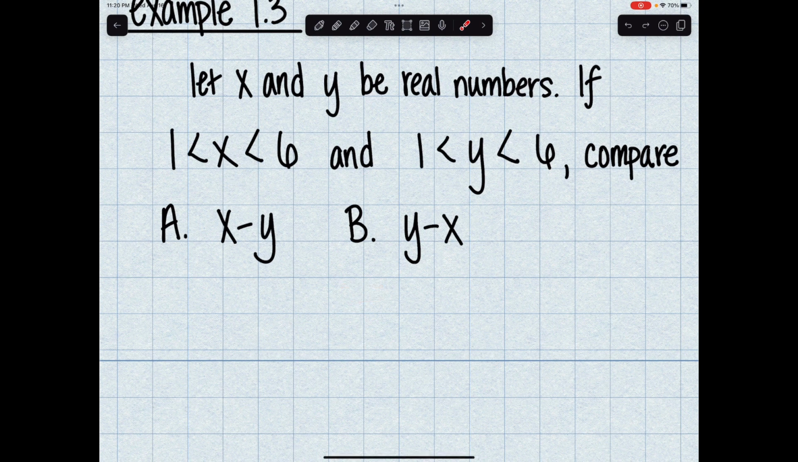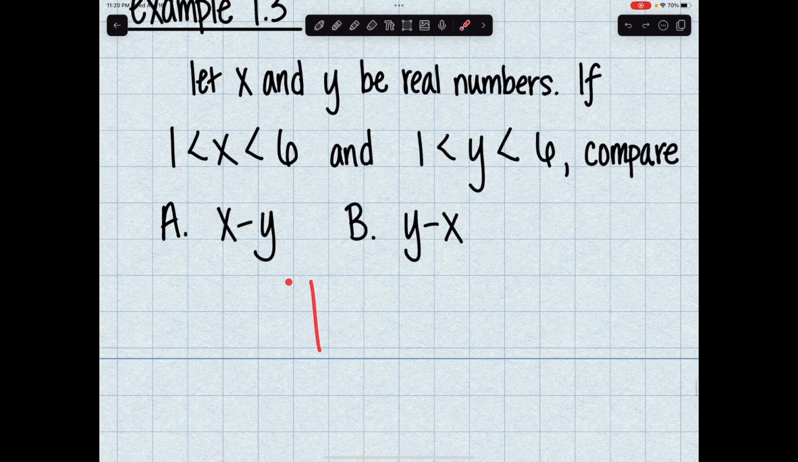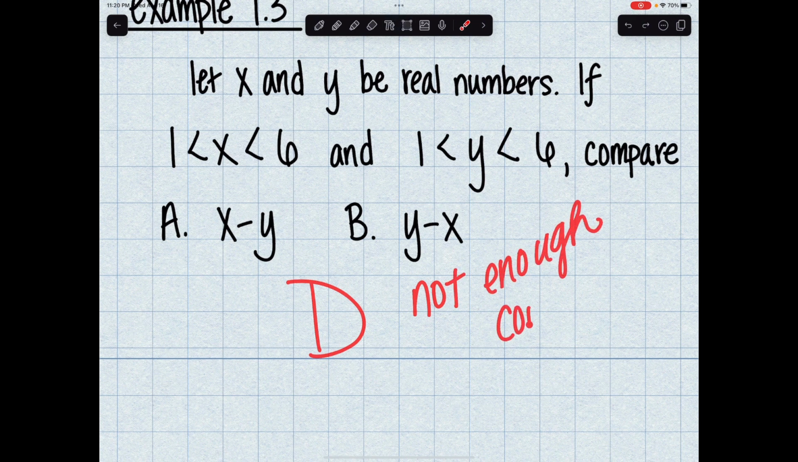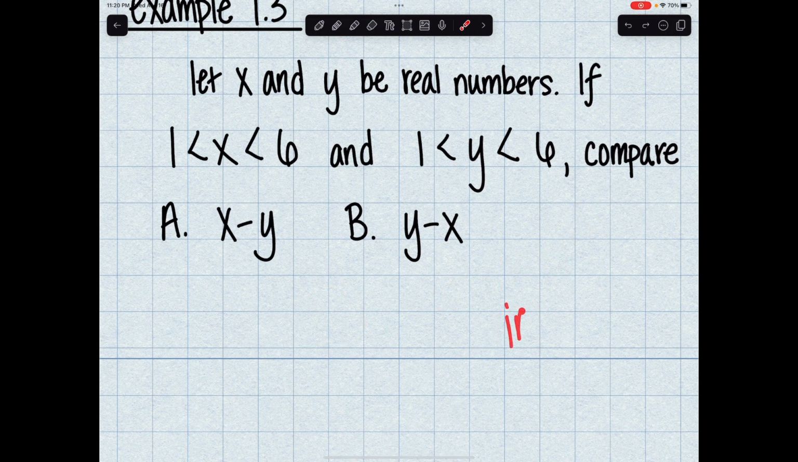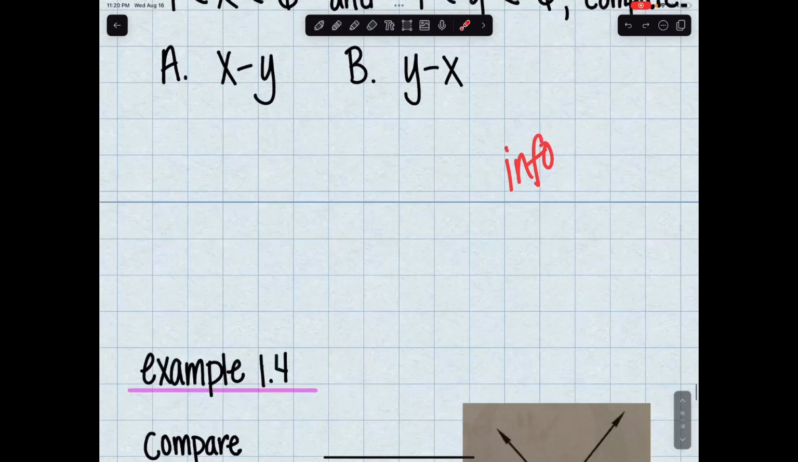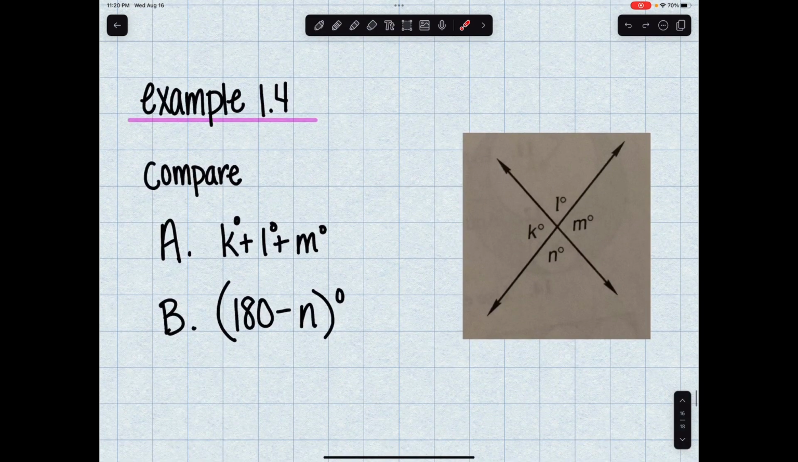So it could be that A is greater than B, could be B is greater than A, or A is equal to B. So we don't know. So the answer here is going to be D, not enough information. We can't compare the two numbers. Not enough info. Okay, let's do the next example.